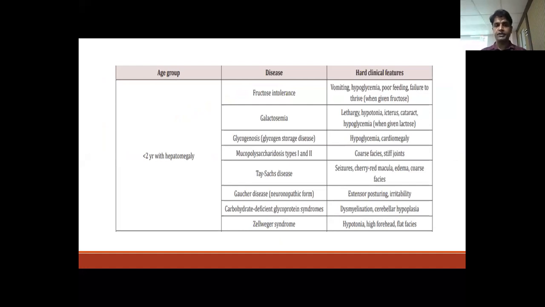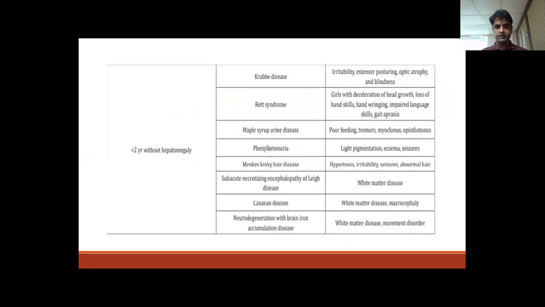But those are the conditions which we will commonly see in less than 2 years with hepatomegaly: galactosemia, glycogenosis, MPS type 1 and 2, Tay-Sachs, Gaucher's, Zellweger, etc. Less than 2 years without hepatomegaly, you have this list of conditions: Krabbe's, Rett's, maple syrup urine disease, phenylketonuria, Menkes kinky hair disease, subacute necrotizing encephalopathy, Leigh, Canavan, neurodegeneration with brain iron accumulation.